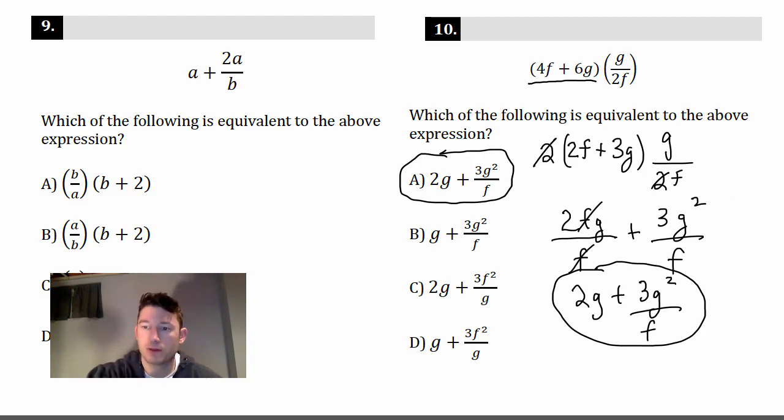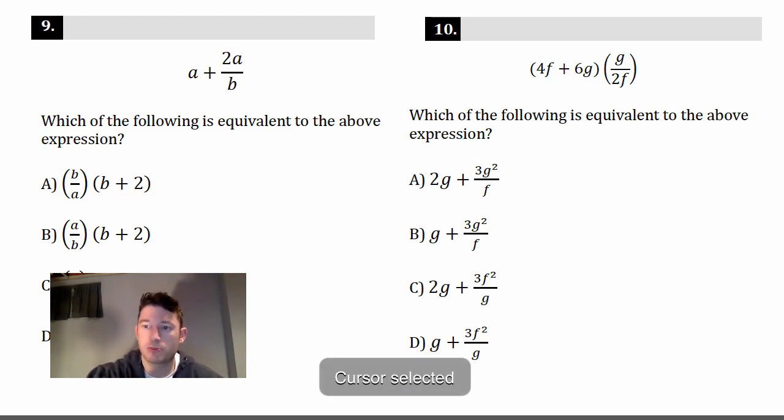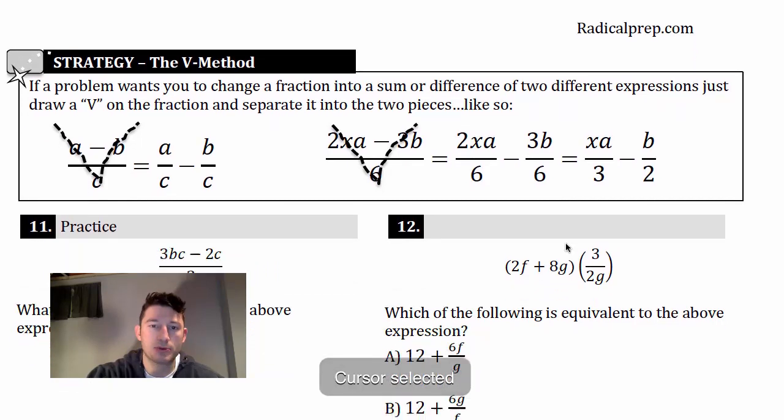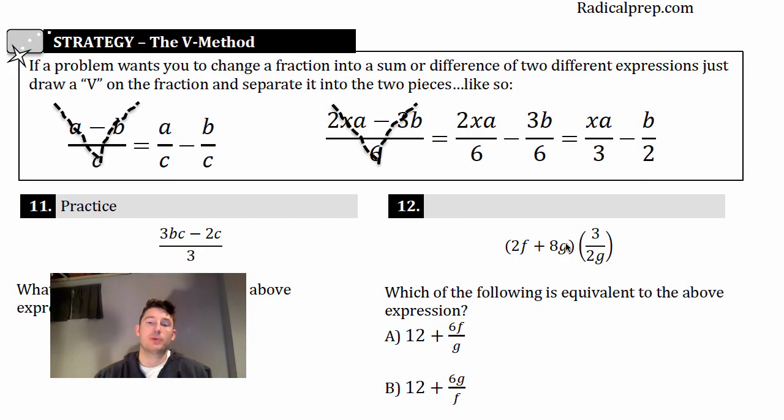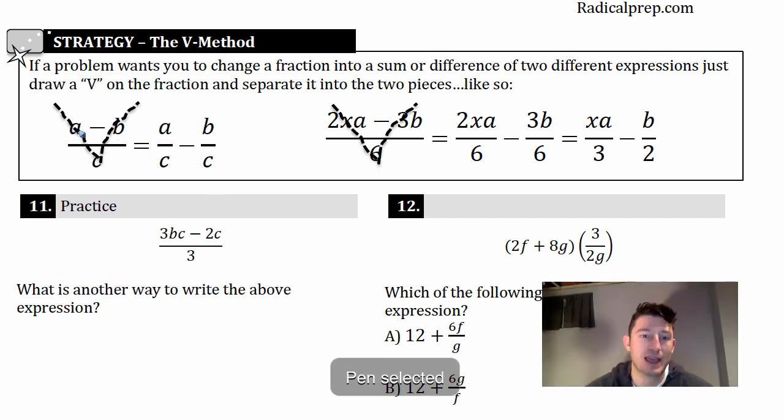That's it. You're done. Choice A. Let's move on. So now we'll do number 11. And I put a strategy here, the V method, just to help you guys out. If you ever see an expression like this, a minus b over a number, you can make a V and set it up into two different fractions.